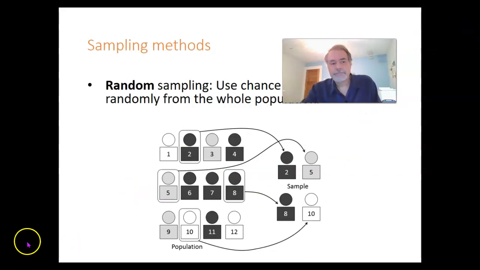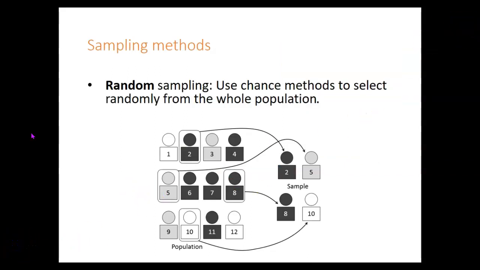One sampling method is random sampling, or it's sometimes called simple random sampling, where you just use chance methods to select randomly from the whole population. So that means that everybody in the whole population has an equal chance of being included in your sample.